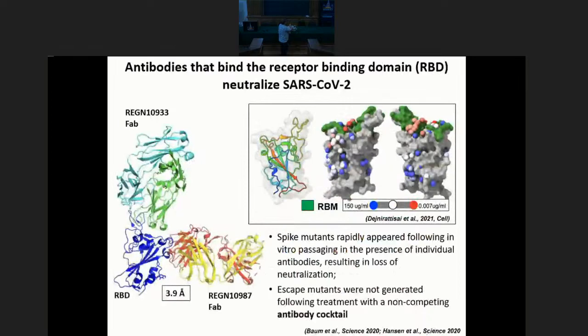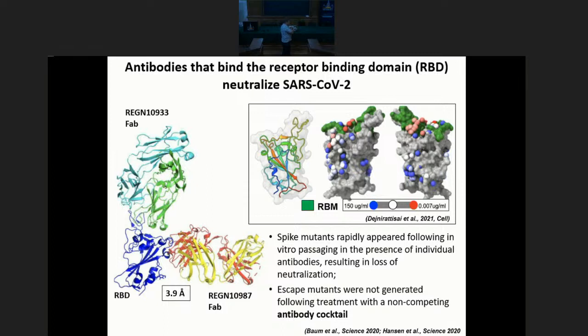Here is the structure of RBD. The green shows the so-called RBM, receptor binding module, the place where the target receptor binds, and the points show different places where antibodies to the virus bind. The red spheres indicate where neutralizing antibodies bind. So you see that antibodies binding to the RBM can neutralize the virus and stop its spread.